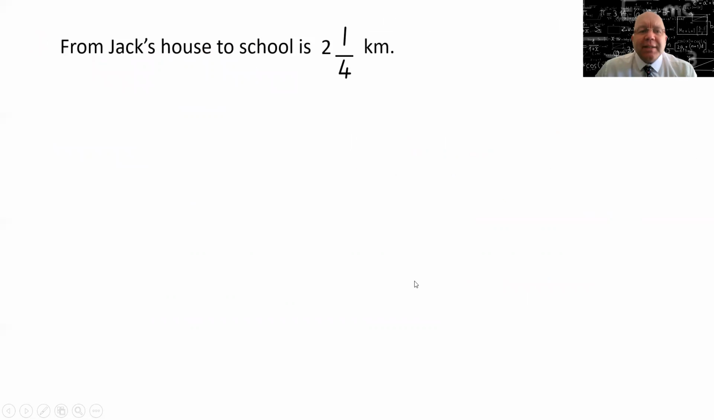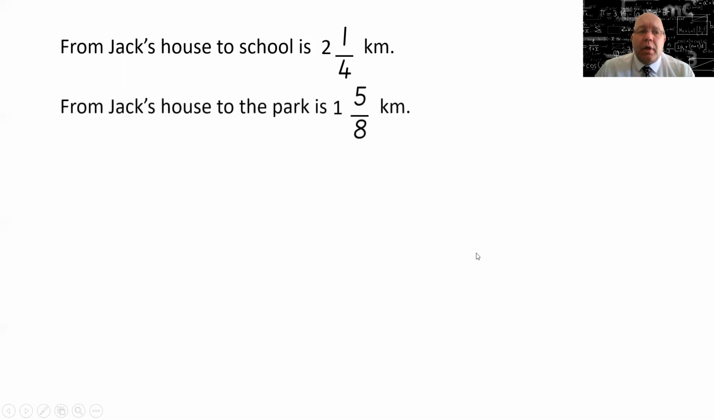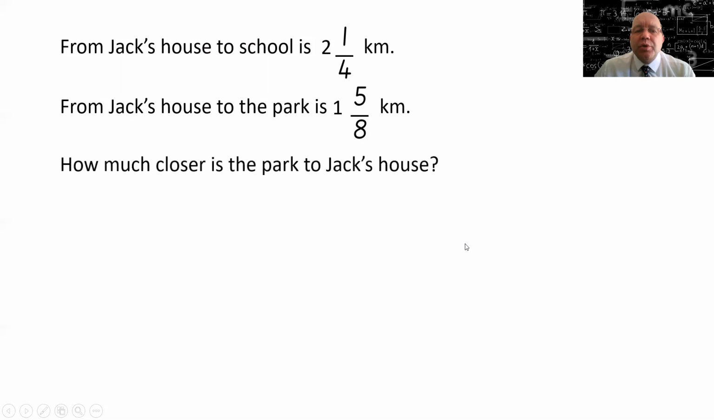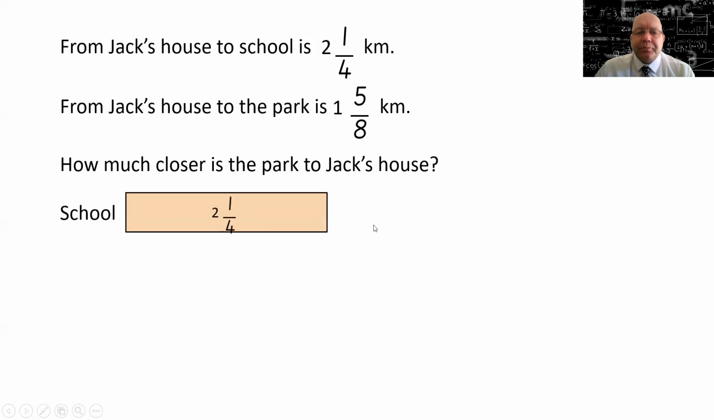Okay, now from Jack's house to school, it's 2 1/4 kilometers. From Jack's house to the park, it's 1 5/8 of a kilometer. How much closer is the park to Jack's house? So what's the difference between these two numbers? There's school, 2 1/4, and there's the park at 1 5/8. So this is what we're trying to work out, the difference between the park and the school.